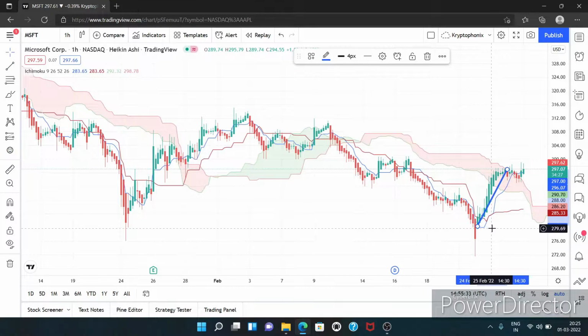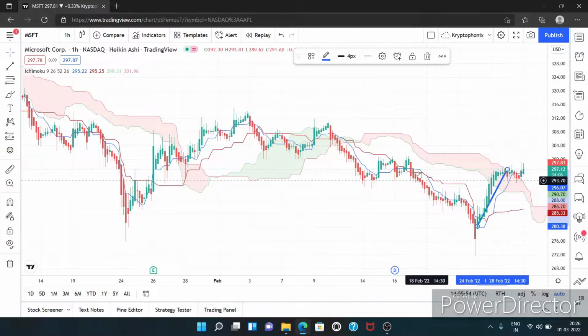What will be the stop loss for us? Whenever a candle closes below the blue line, we will be exiting from our trades. As we can see here, at this point, a candle closed below the blue line. So this is a sell signal for us. We will be exiting from our trades here.